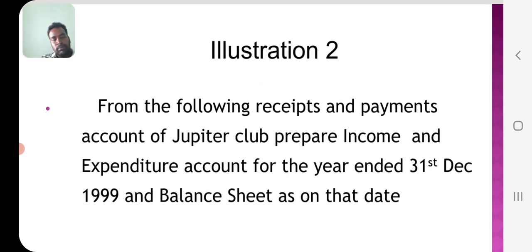Now see here: from the following receipts and payments account of Jupiter Club, prepare the income and expenditure account for the year ended 31st December 99 and the balance sheet as on that date.